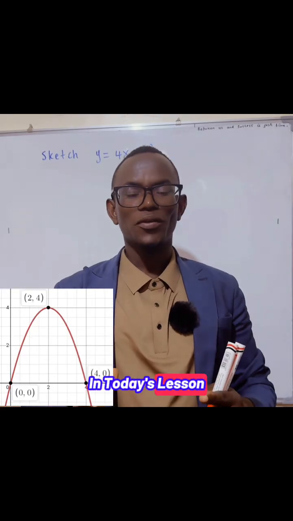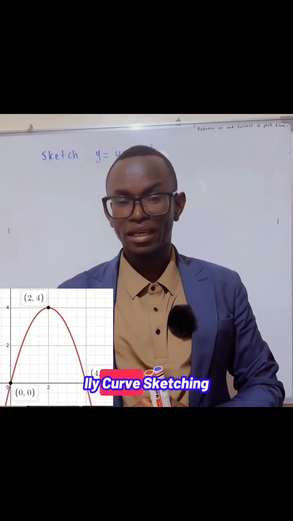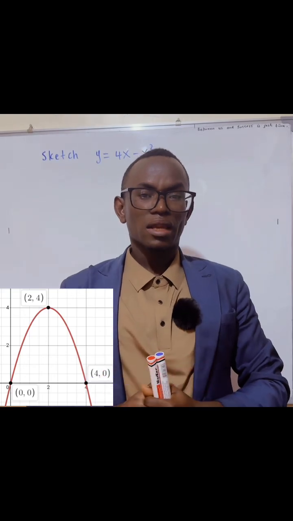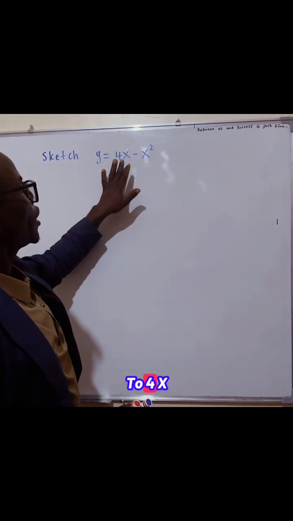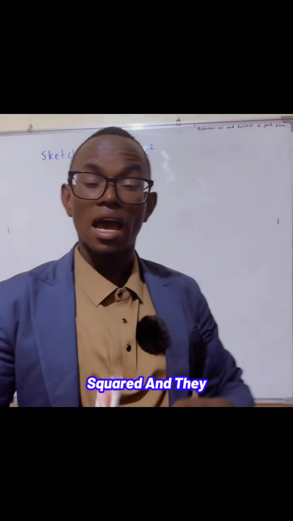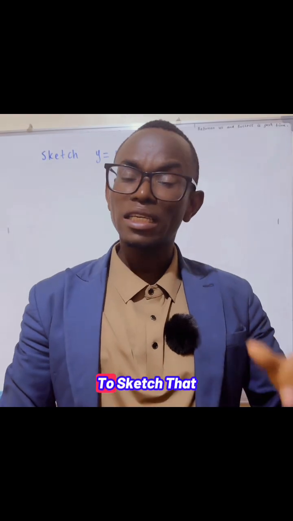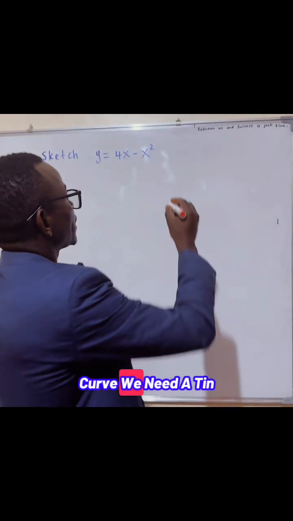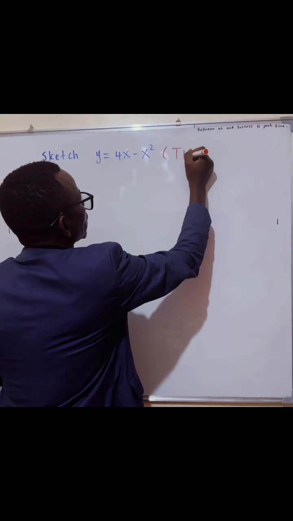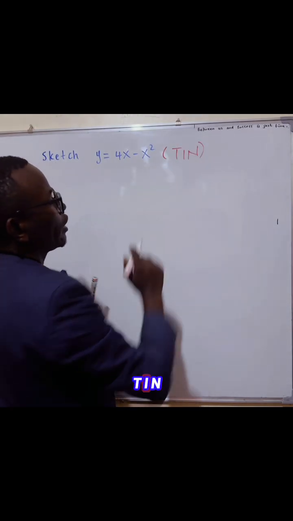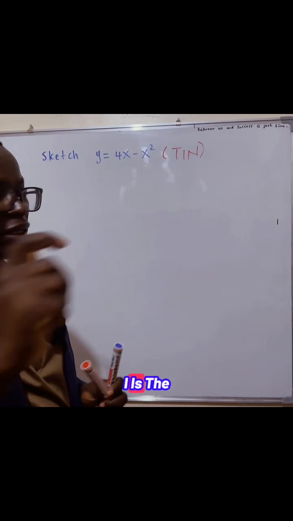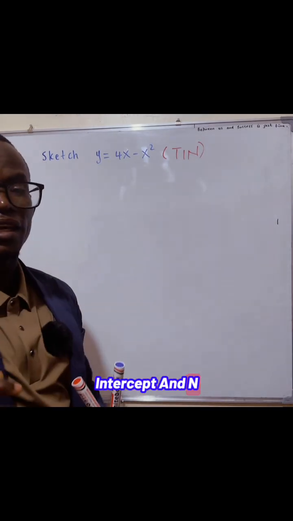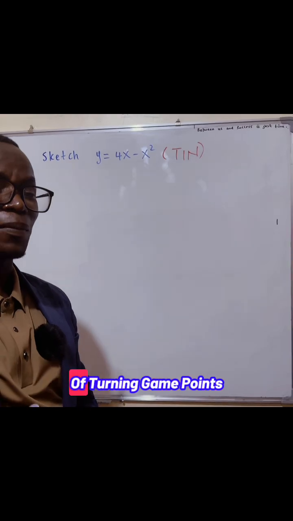In today's lesson, we are going to learn elementary curve sketching. Now, when they give us a curve, for example, y is equal to 4x minus x squared, and they tell us to sketch, we have to note that to sketch that curve, we need a TIN. Tin, that is T-I-N. What is T? T is the turning point, I is the intercepts, and N is the nature of turning points.